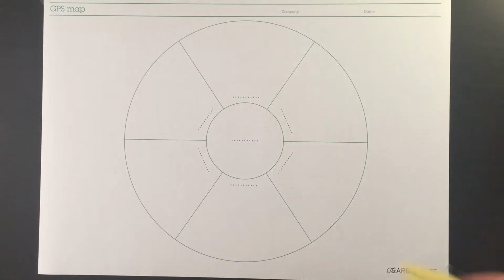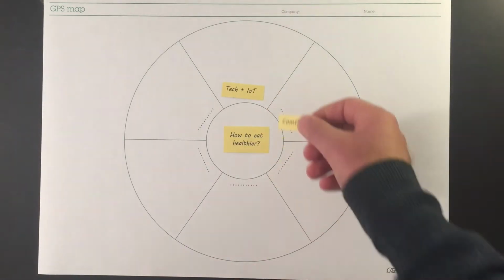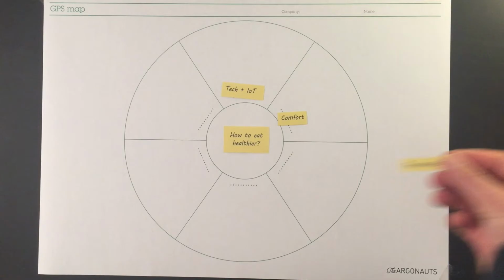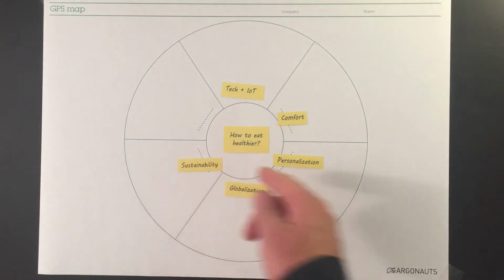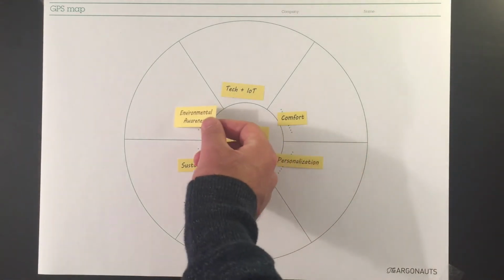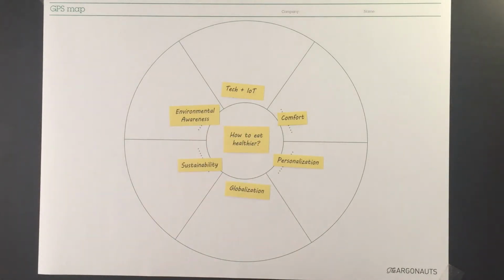To start off, we write down the main subject in the middle of the GPS map. In the pie pieces, we write the trends that are currently a hot topic. In this case, the subject is how to eat more healthy. The trends that you can put into the pie pieces are tech plus Internet of Things, comfort, personalization, globalization, sustainability, and environmental awareness. After that, you put ideally 2 people on each topic in order to get enough ideas.